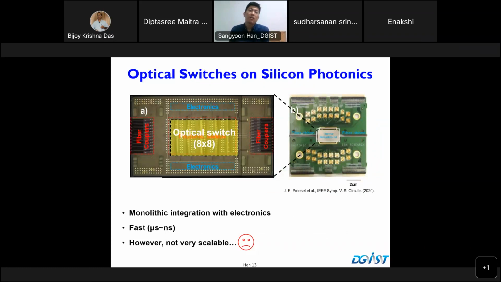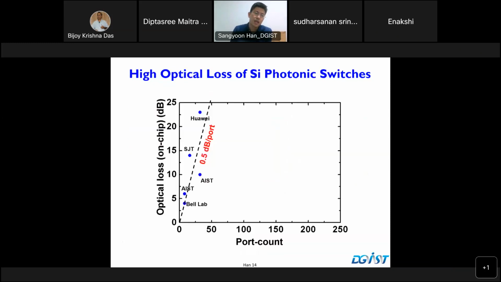Integrating the switches into a silicon chip was quite successful in terms of integration. They could integrate the optical switch with electronic driving circuits on the same chip, and the speed was quite fast compared to the tens of milliseconds of the MEMS mirror switch. These silicon photonic switches go down to microseconds, or if you accept a lot of loss, even nanoseconds. However, the problem of these switches was that they were not very scalable.